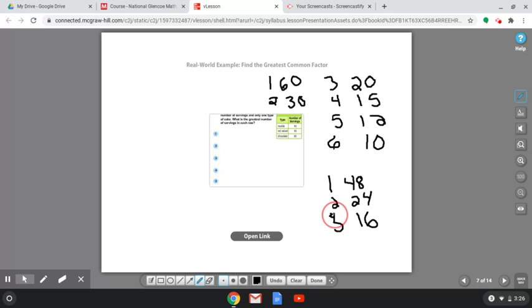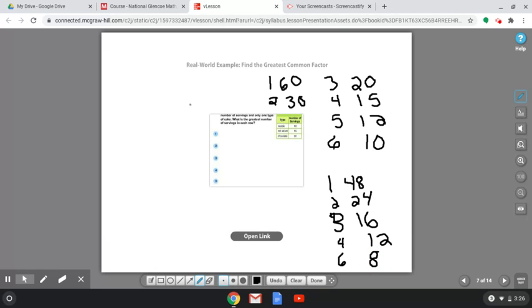That is an awful 3. We'll rewrite that a little bit. 4 goes into 48 12 times, so that's 4 times 12. 5 does not go into 48. 6 does go into 48 because we know that 6 times 8 is 48.